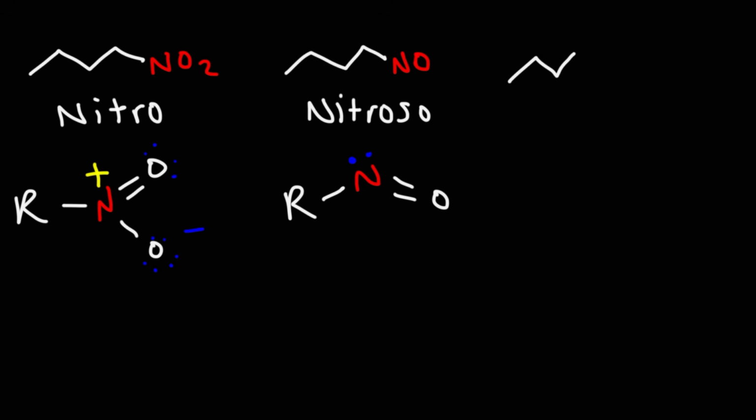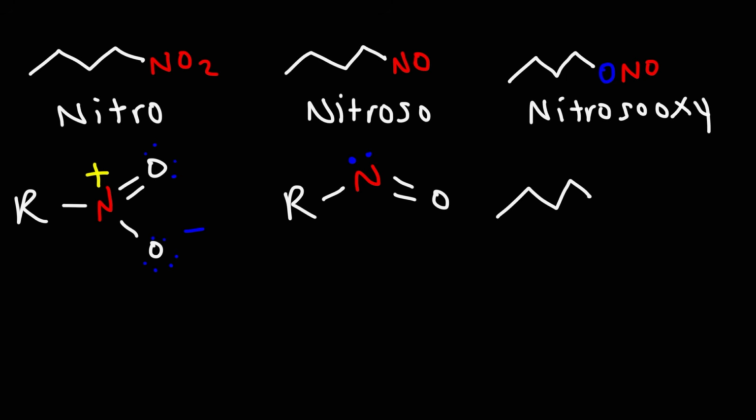Now what do you think this is? O and O. This is nitroso oxy. So we have an oxygen in between the carbon and the nitrogen. So the nitrogen is not directly attached to the carbon atom, as in the case of the other examples. So it looks very similar to the nitroso group, but there's an oxygen between the carbon and the nitrogen atom. So that's nitroso oxy.